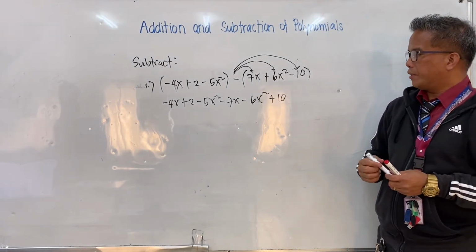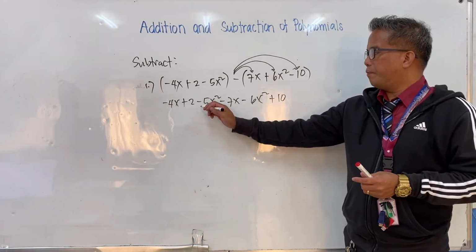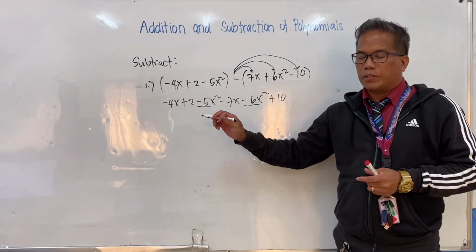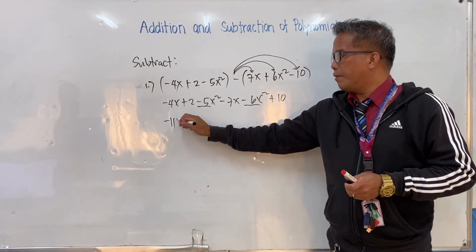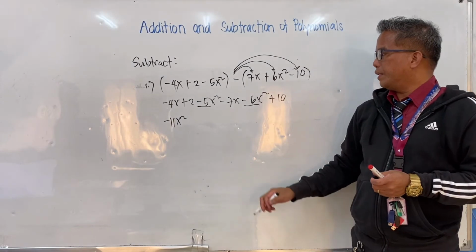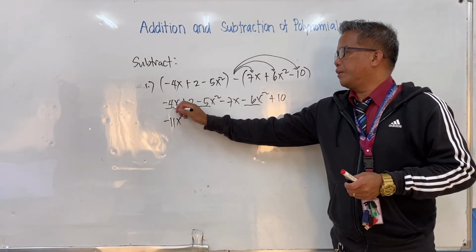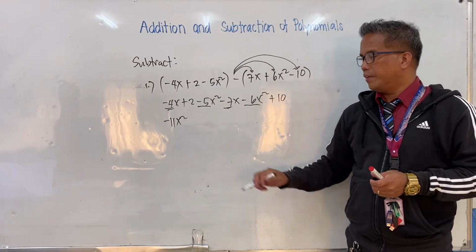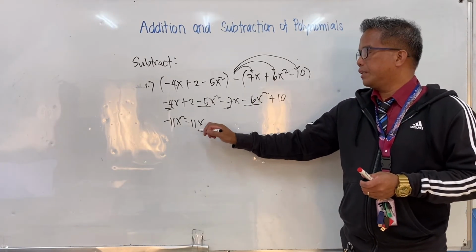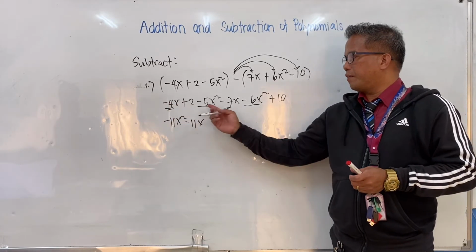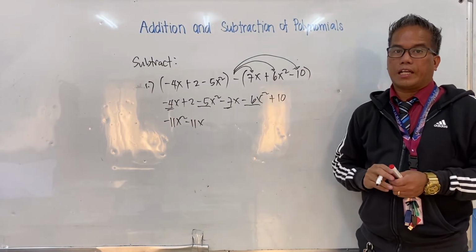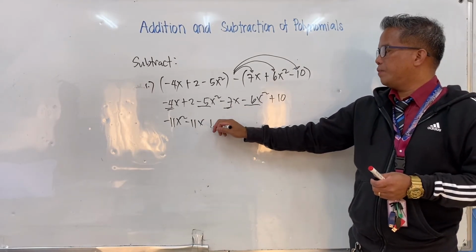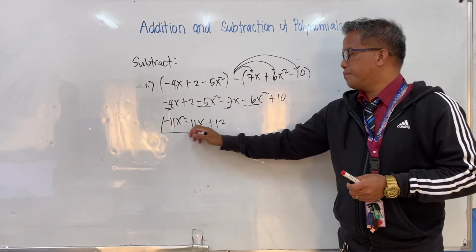Now, combining similar terms, we have negative 5x squared minus 6x squared is equal to negative 11x squared. And then next is negative 4x minus 7x equals negative 11x. If you are subtracting negatives, just add them, and the sign will be negative. Then 2 plus 10 equals 12. So this is the answer.